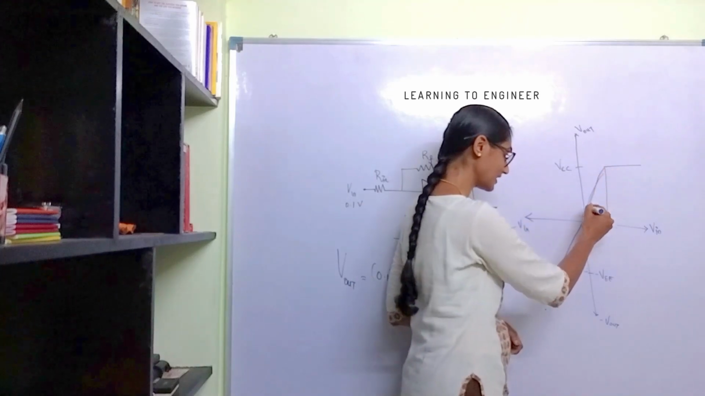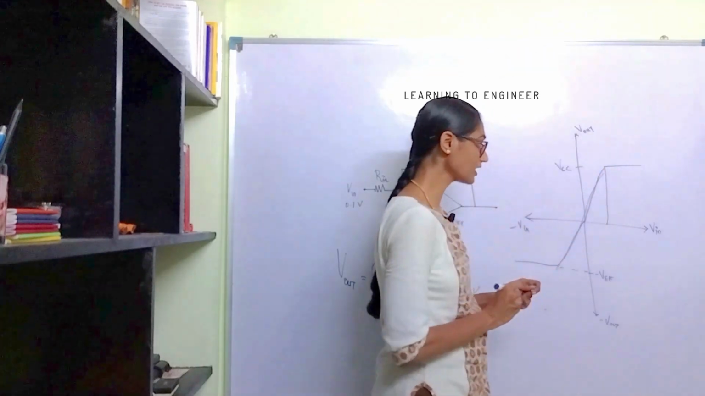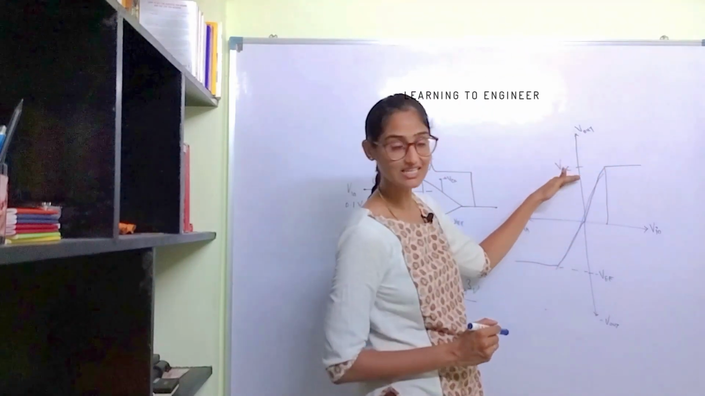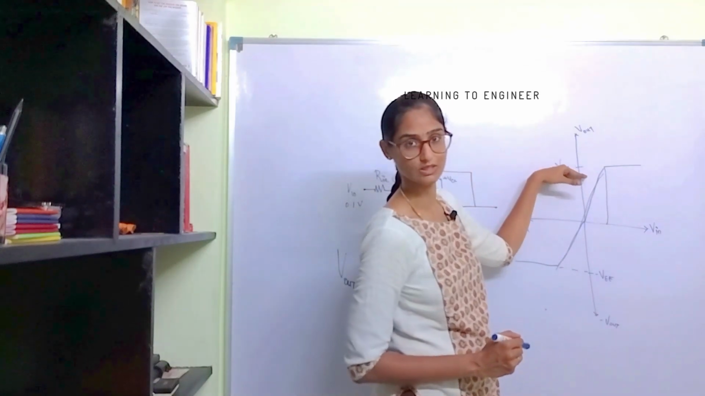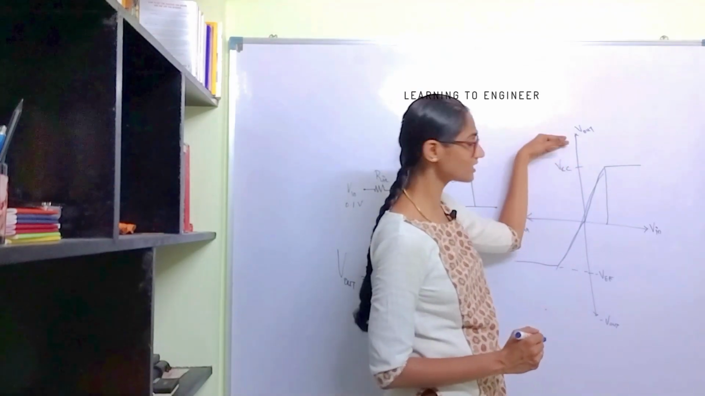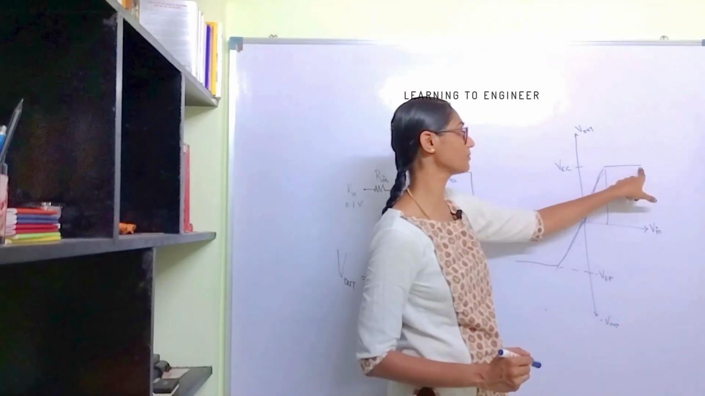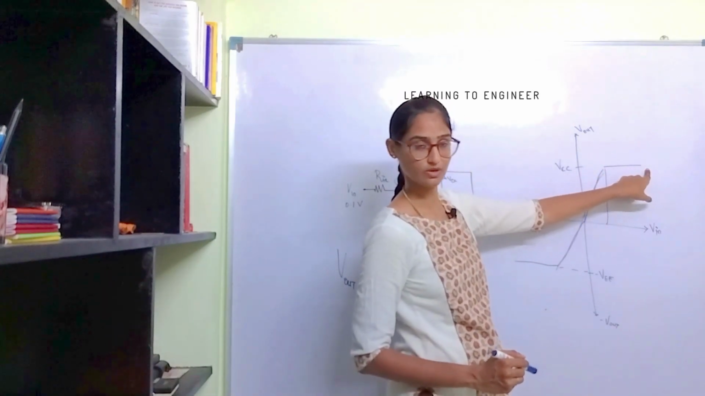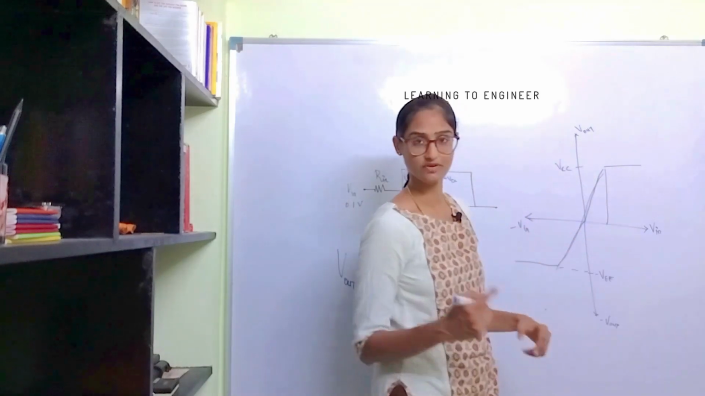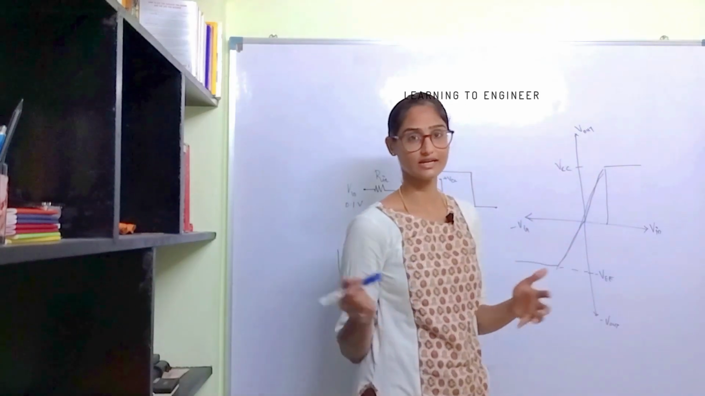This is called the linear region of the op-amp, meaning the output will linearly increase up to plus VCC. If the input goes beyond that, then the output will be saturated at one point. These levels of voltages you can find in the data sheet.